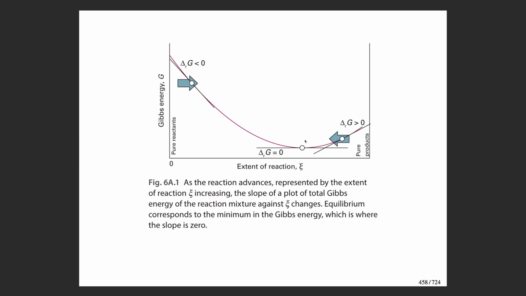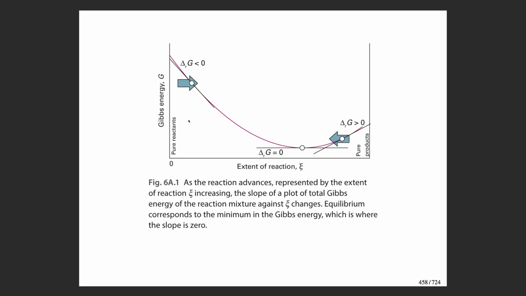If you went all the way over to the products, you'll see that the Gibbs energy curve turns over, and in this region the slope, the Gibbs energy of reaction, is positive. That indicates that the reverse direction is spontaneous. Now, where does the reaction reach equilibrium? It reaches equilibrium when the Gibbs energy has been minimized. At that point in the extent of reaction, the Gibbs energy curve has zero slope. And so delta G equals 0 is our equilibrium criterion.